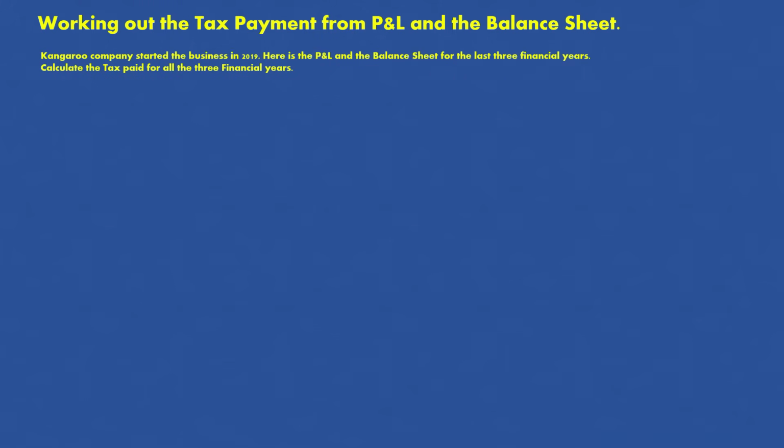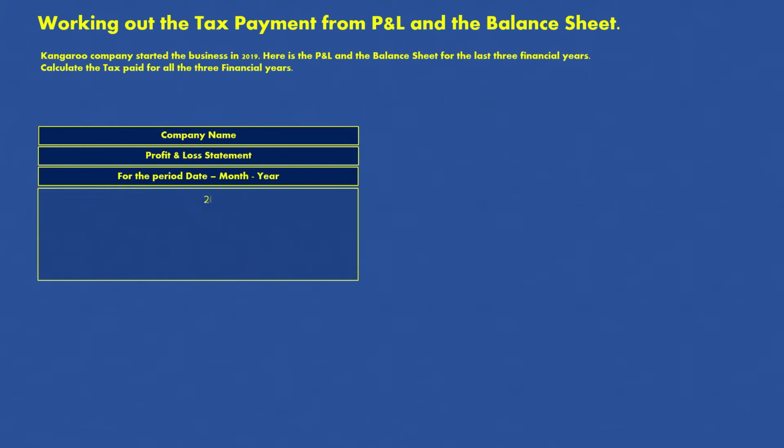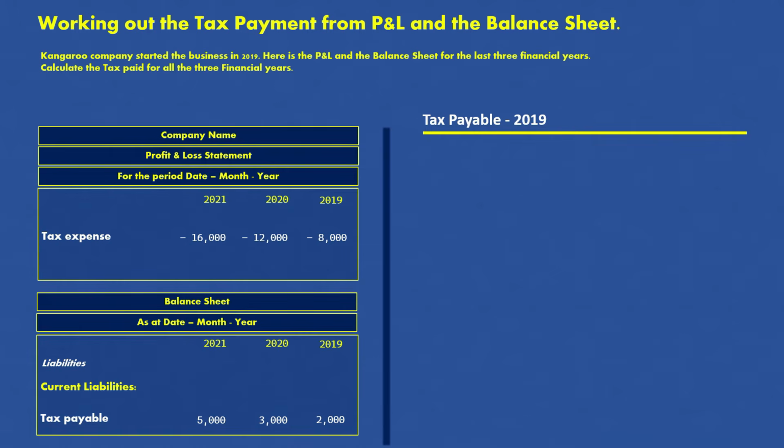We have Kangaroo company and we have the profit and loss statement for that company for the last 3 financial years, and also we have the balance sheet for the company for the last 3 financial years. Now we have to work out the tax payment from this tax expense in the P&L and tax payable in the balance sheet. And by the way, if you are confident with the interest calculation in the previous video, you can pause this video right now and do the workings yourself and then come back to check the answers. But if you are not, let us continue.